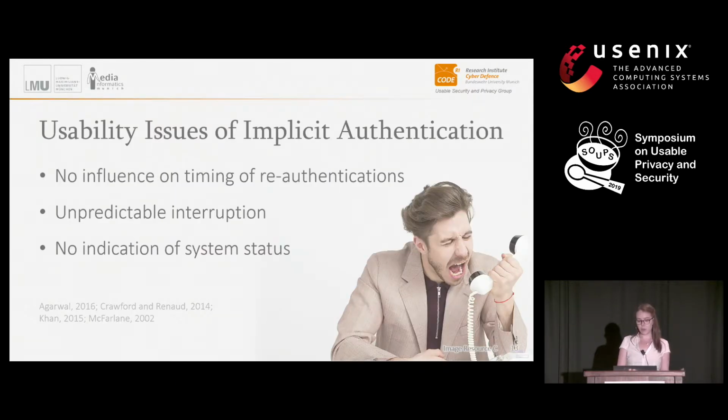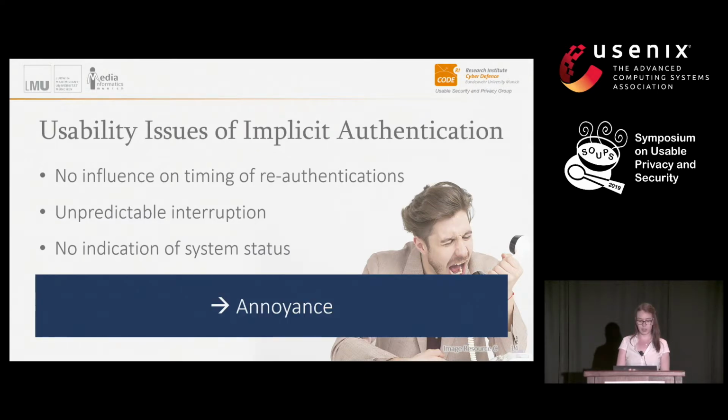Researchers have found 3 main usability issues of implicit authentication. The first one is the missing possibility to influence the timing of a re-authentication. The second one is the unpredictability of interruptions. And the third one is the sensation of not being correctly informed about the current state of the system. All these 3 issues caused annoyance of users.